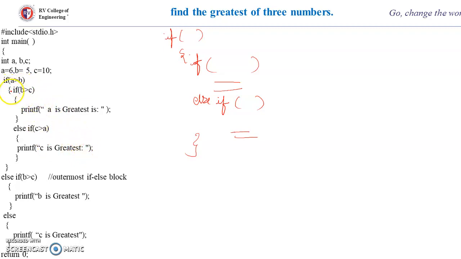This is the opening brace for this if statement, and this is the closing. We open here and close here. This is for this one and this is for this condition. This is the first condition and this is the second condition. When we have more than one condition, we write else if. So if b is greater than c, we print b is greatest, else c is greatest, and at the end we write return 0, which indicates successful termination of the program. And this closing curly bracket is for the main function.